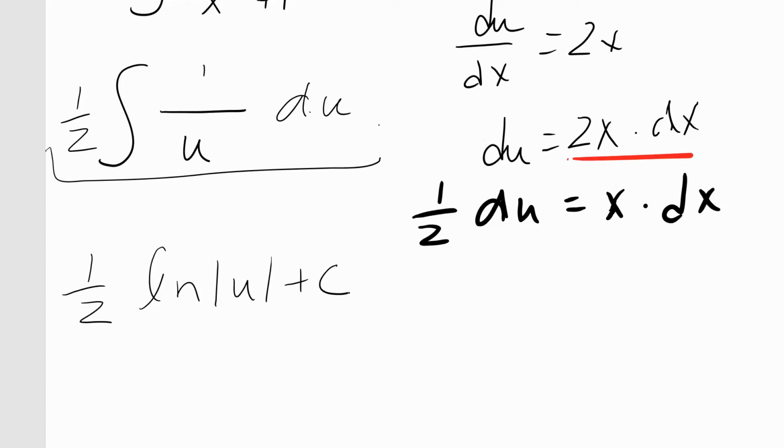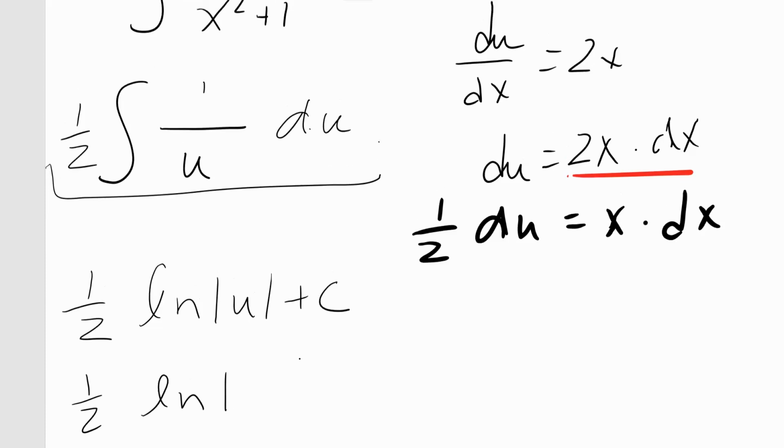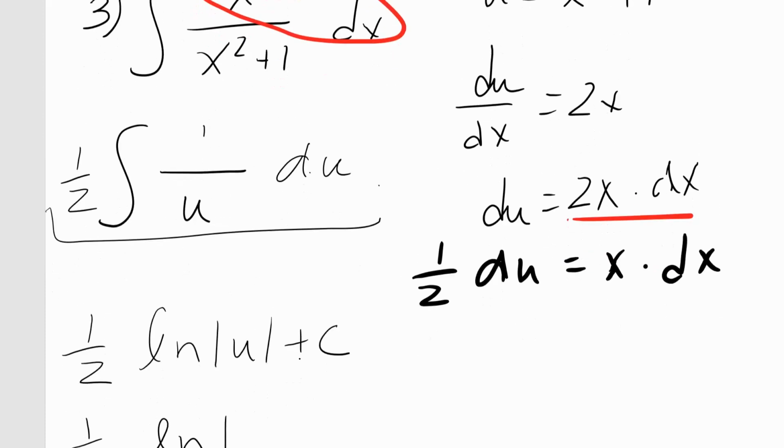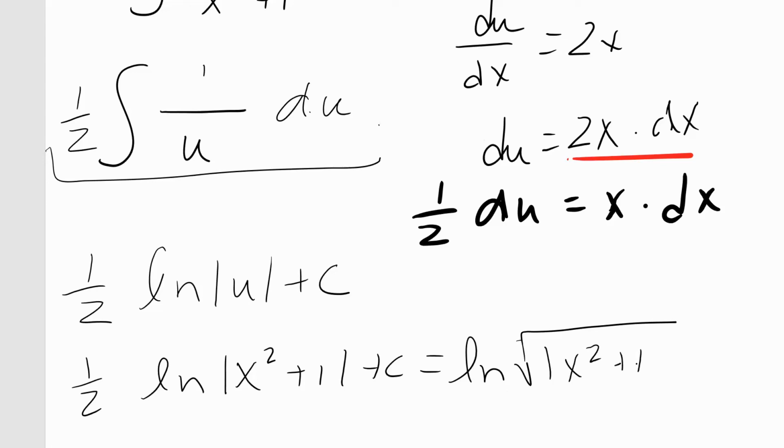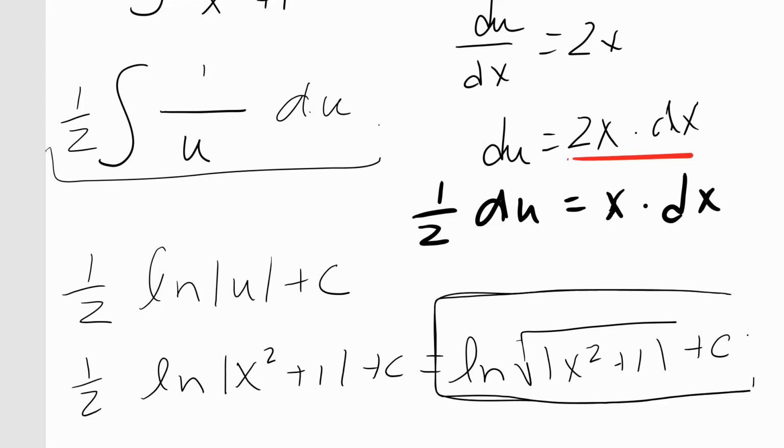Put your information back in. So I get 1/2 the natural log of the absolute value of u. Go back up and look, u is x squared plus 1. So that's what goes in here, plus c. But again, I don't like the 1/2 out front. 1/2 becomes the exponent. 1/2 as an exponent means square root. So I get the natural log of the square root of the absolute value of x squared plus 1, plus c. So that's what I'm looking for.